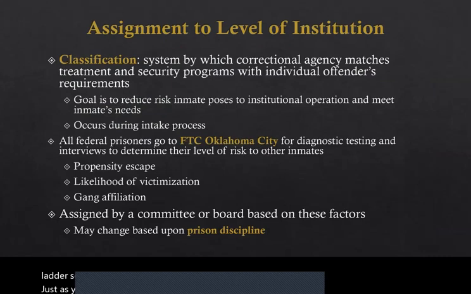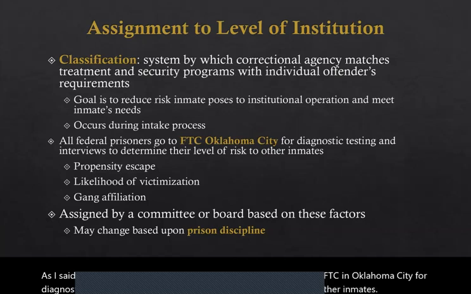Now, this is what I was saying earlier. We're talking about classification. So classification is just a system by which correctional agencies match treatment and security programs with individual offenders and their requirements. Now the goal is to reduce risk that the inmate poses to institutional operations and to meet the inmate's needs. So this occurs during the intake process. As I said, all federal prisoners go to the Federal Transfer Center, FTC, in Oklahoma City for diagnostic testing and interviews to determine their level of risk to other inmates.